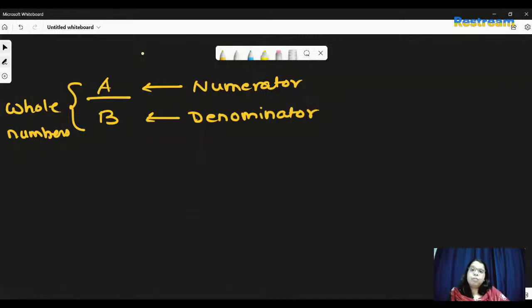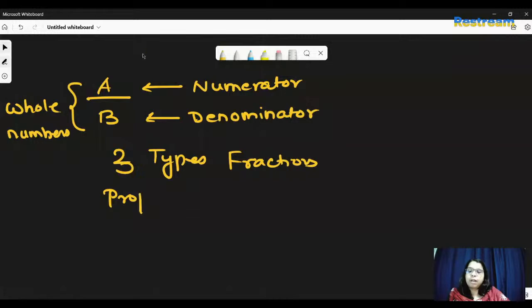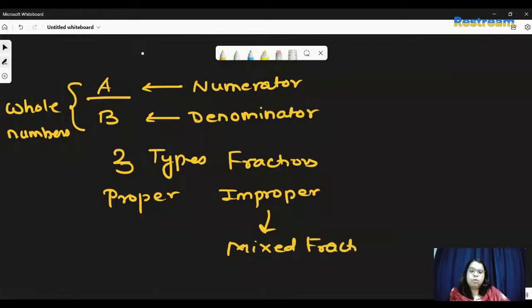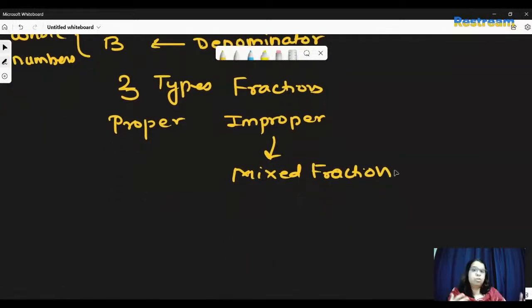So when we get into fractions, we have two types of fractions. Actually, three types of fractions: proper fractions and improper fractions, which lead to something called mixed fractions. Those who have done fractions diligently all know what this means, but just to revise, we will quickly see what is a proper fraction.